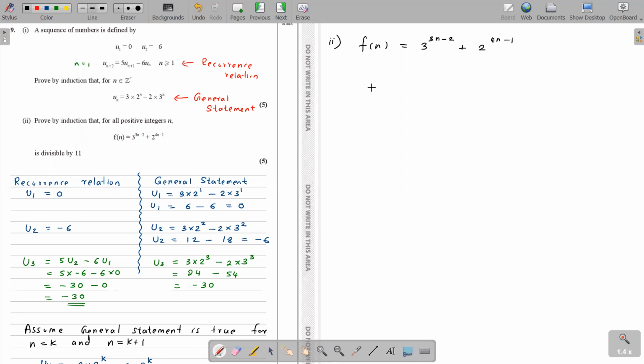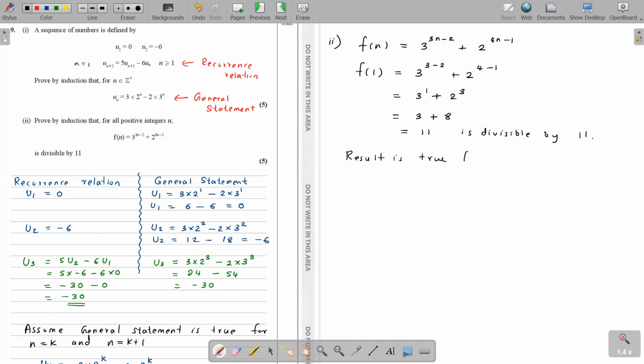So what do we need to do? First we need to check whether it is divisible at least when n is 1, the very first result, right? Is it divisible by 11? So let's check. When n equals 1, what do we get? f(1) equals 3 to the power 3 into 1 minus 2, plus 2 to the power 4 into 1 minus 1. What do we get? 3 to the power 1 plus 2 to the power 3. What is it? 3, 2 to the power 3 is 8. 8 plus 3 is 11. So what do we see? 11 is divisible by 11, right? So you can say the result is true.